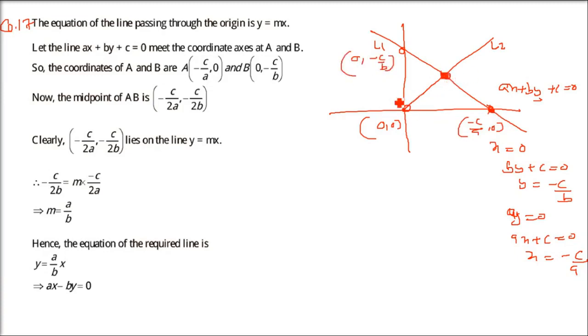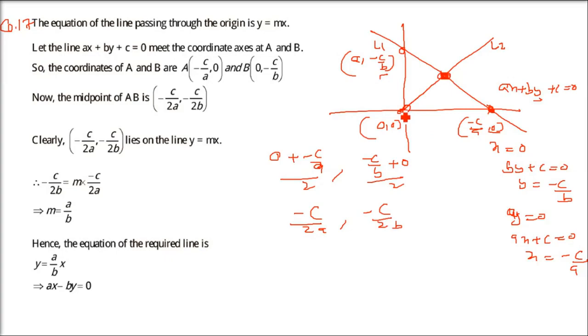Since it is a midpoint, take x1 plus x2 by 2: 0 plus minus c by a, by 2. And then minus c by b plus 0, by 2. So this is minus c by 2a and minus c by 2b. So this is the midpoint.